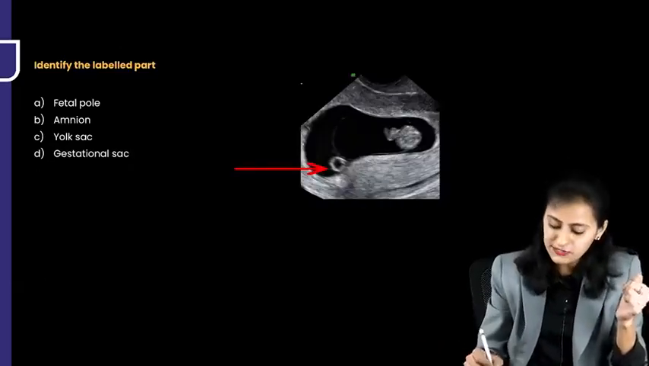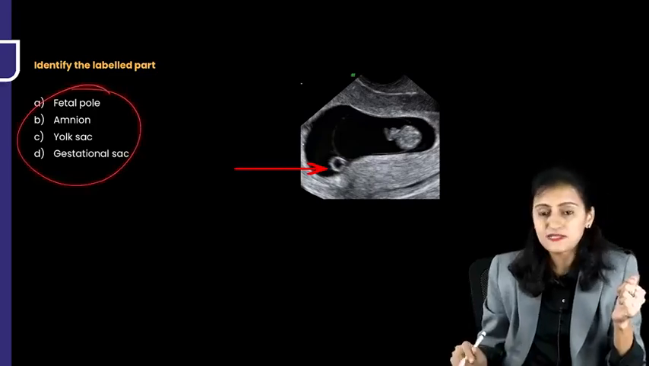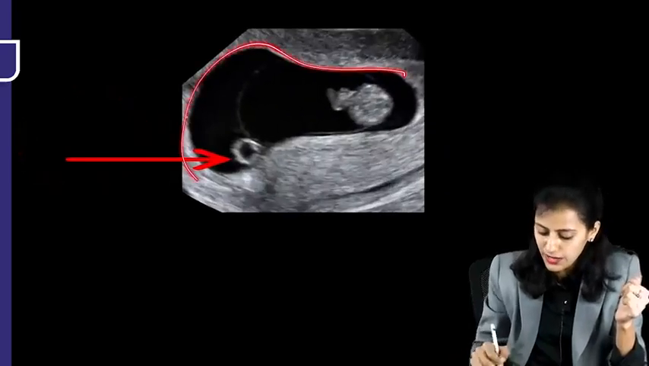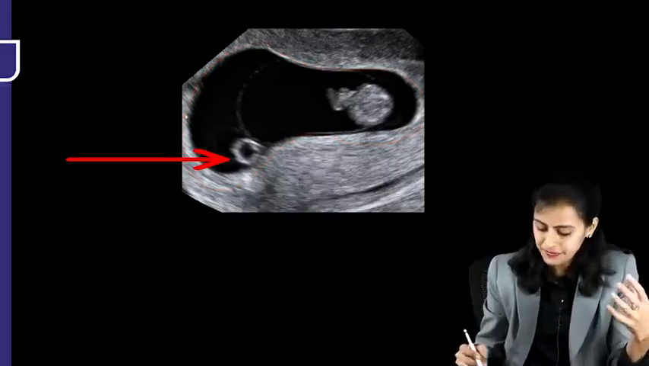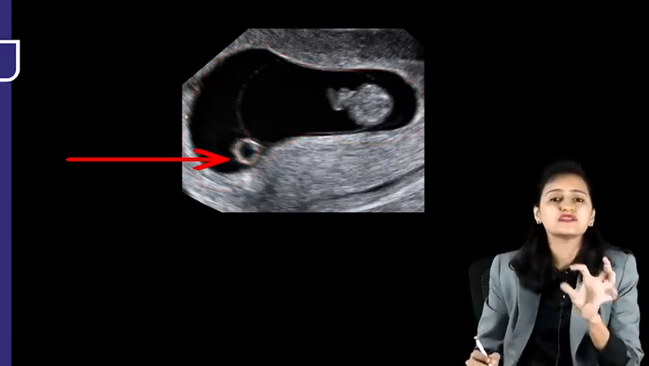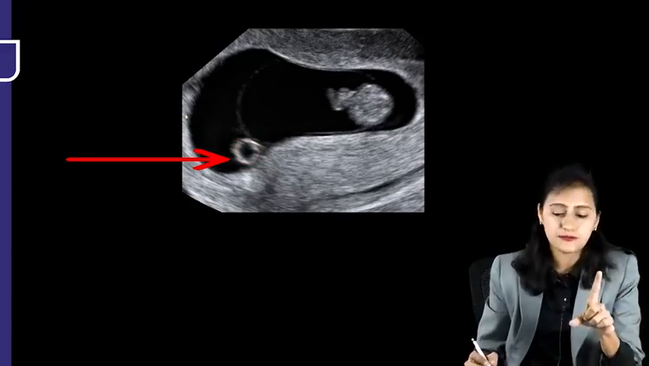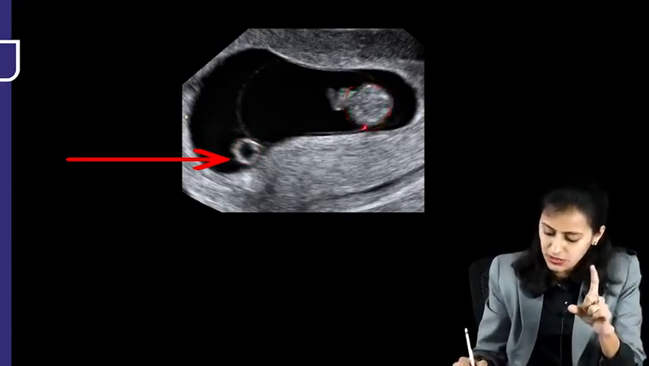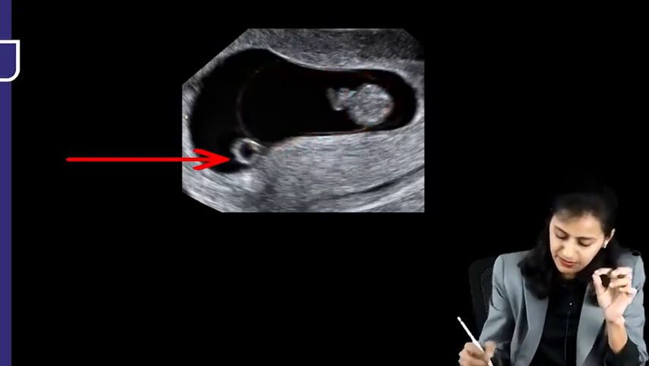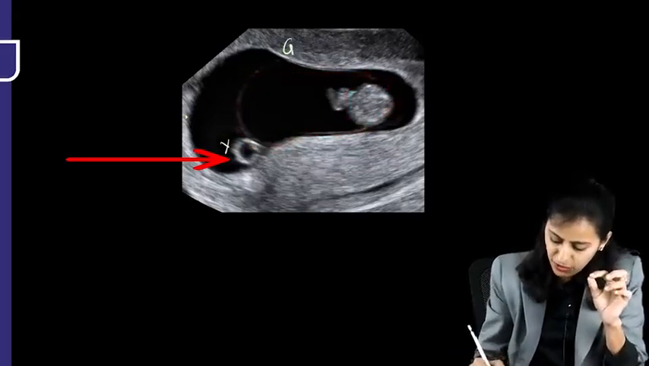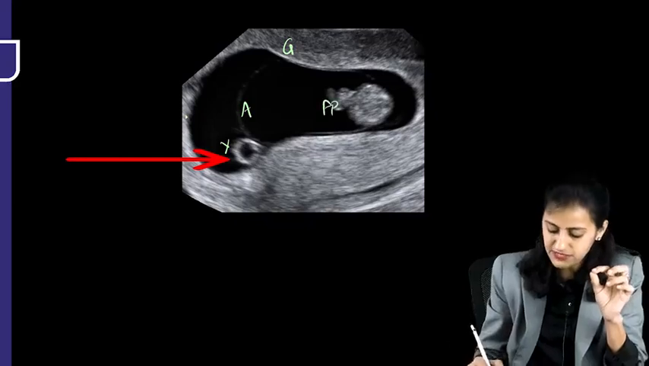Identify the labeled part. So in this early pregnancy, what does this represent? So the outermost one, inside which everything else develops, is the gestational sac. The small rounded structure within the gestational sac is the yolk sac. This is the fetal pole and the membrane surrounding the fetal pole is the amnion, right? So gestational sac, yolk sac, amnion, and this is the fetal pole.